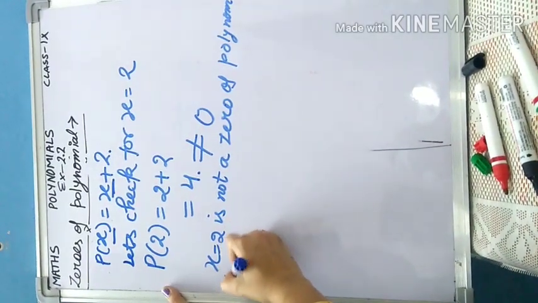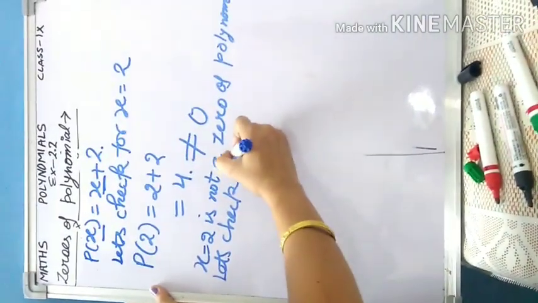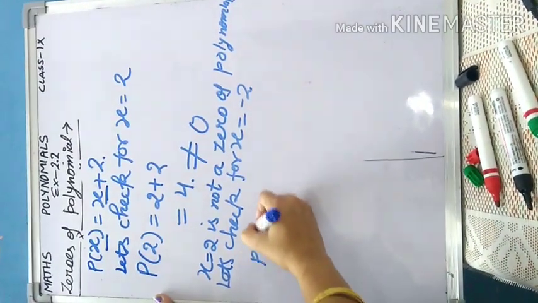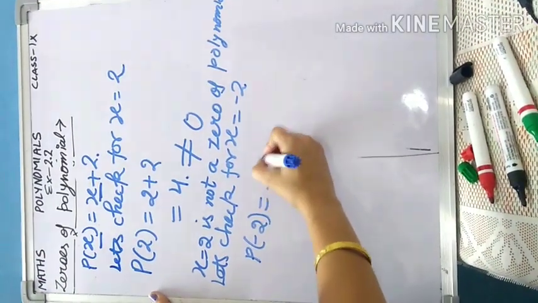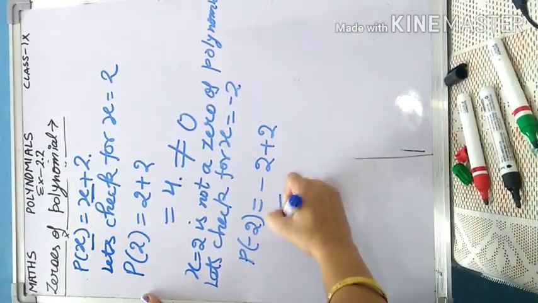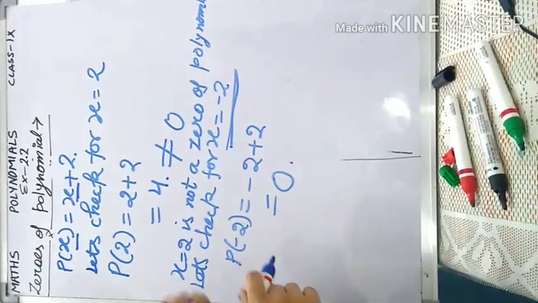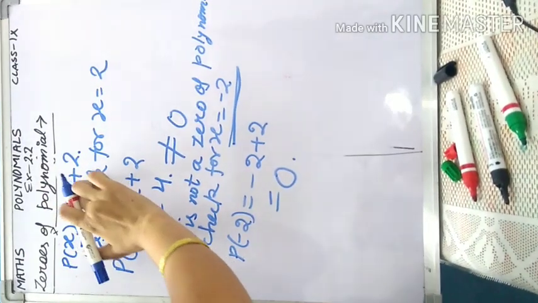Let's check for x is equal to minus 2. Here, in the place of x, I am writing minus 2. Minus 2 plus 2, that is 0. So what will you say? This x is equal to minus 2 is a zero of this polynomial.